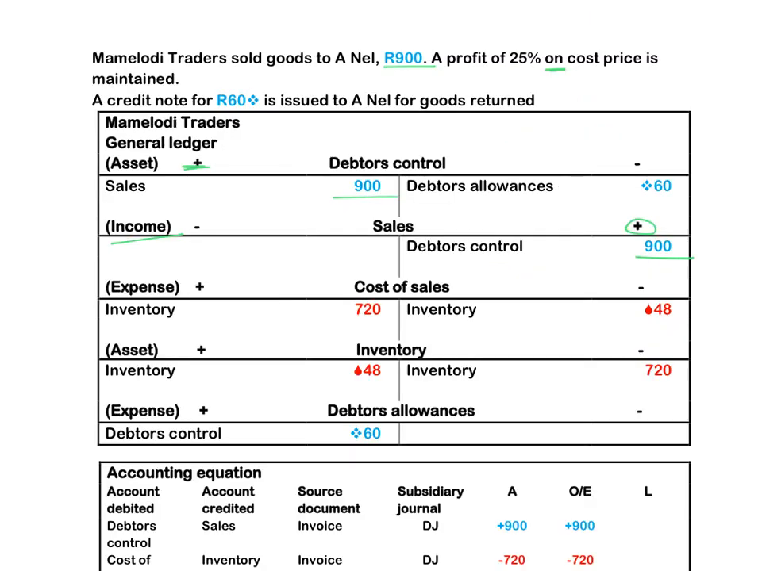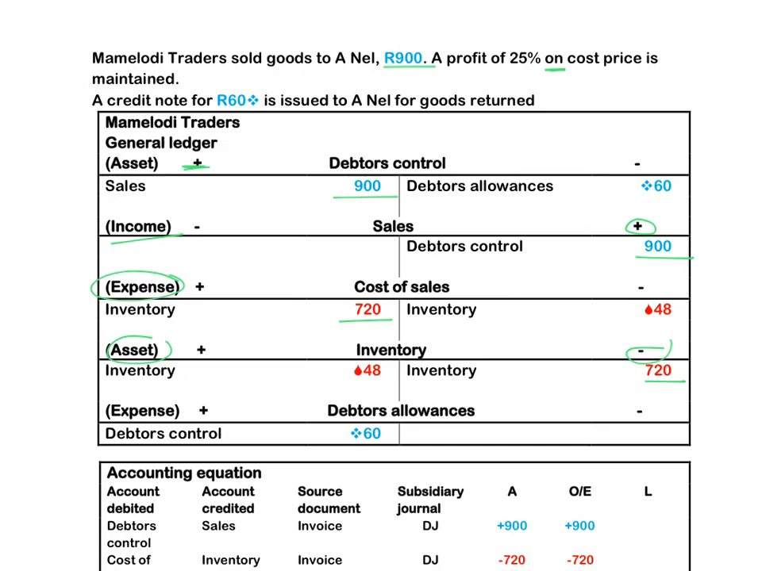To record the cost of sales on the sales price, inventory was reduced, so the asset will decrease on the credit side. Cost of sales is the expense. Expenses will increase on the debit side with 720.